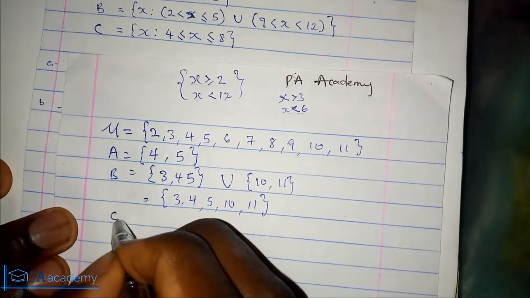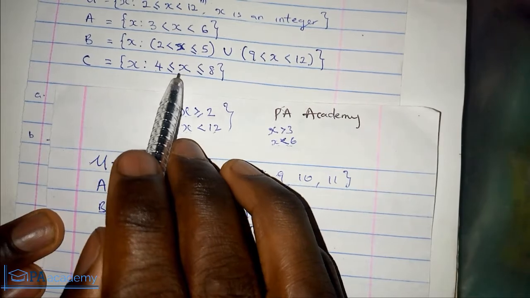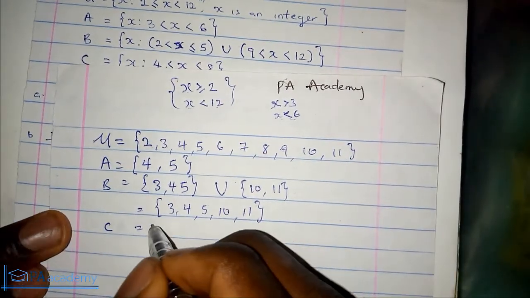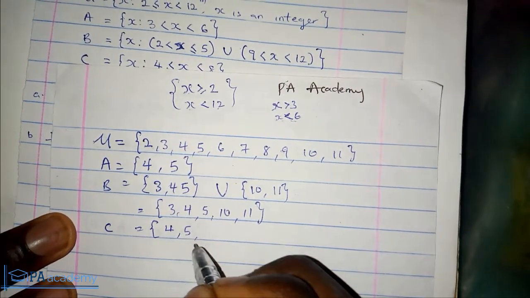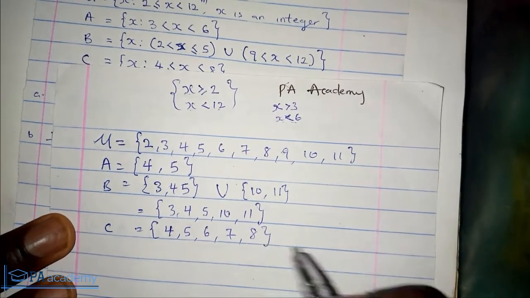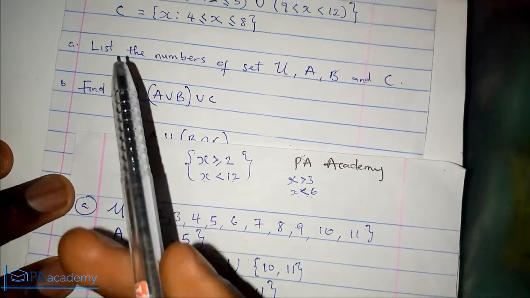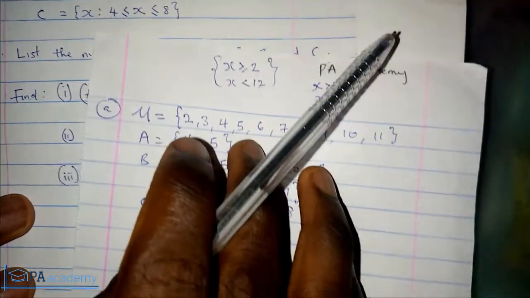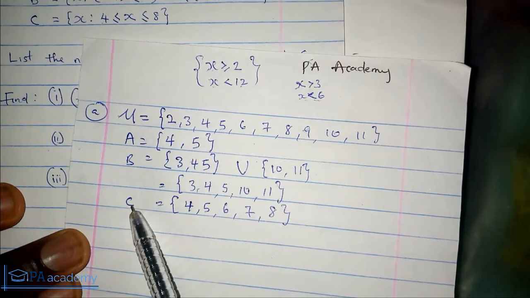So now let's get C. For our C, we are told that 4 is less than or equal to x and is less than or equal to 8. So the elements in set C are 4 to 8, that will be 4, 5, 6, 7, and 8. With this, we've been able to answer question A, which says to list the elements of the universal set, set A, set B, and set C. So now we've gotten the elements for the universal set, set A, set B, and set C.